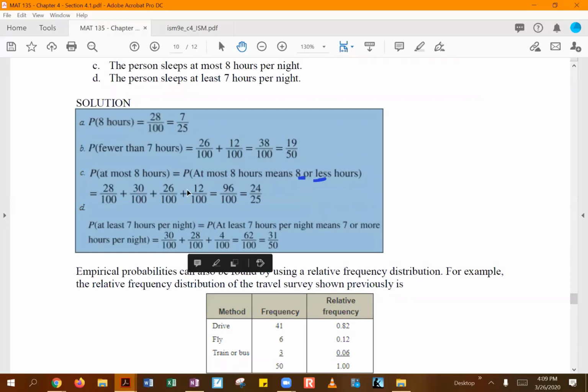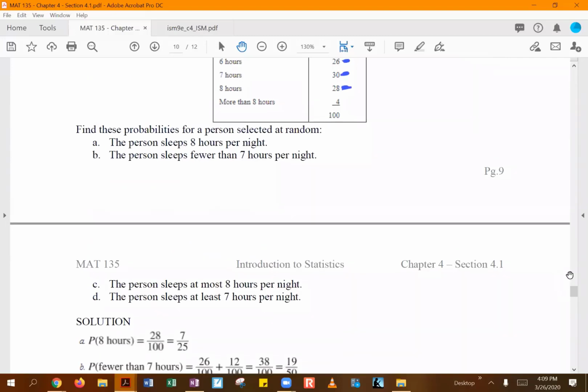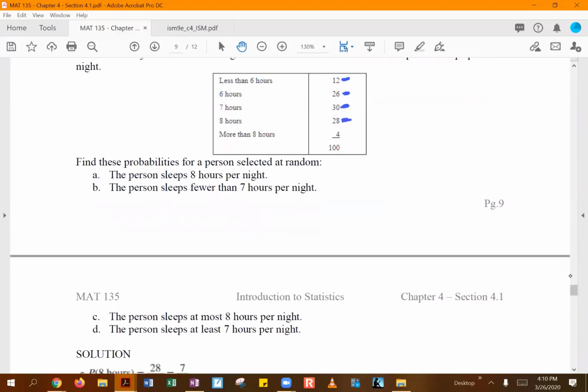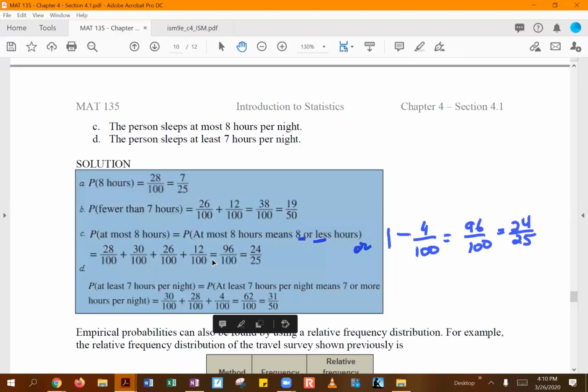Or you could have actually done that as a complementary event also. And then for part C, you could have done 1 minus, because they are talking about at most, which means more than 8 hours. This would not be included in it. So you could have done 1 minus 4 over 100, which would again give you 96 out of 100, which obviously reduces down to 24 over 25. So you could have done it as a complementary event also, or you could have done it how they showed you here by adding those 4 numbers.